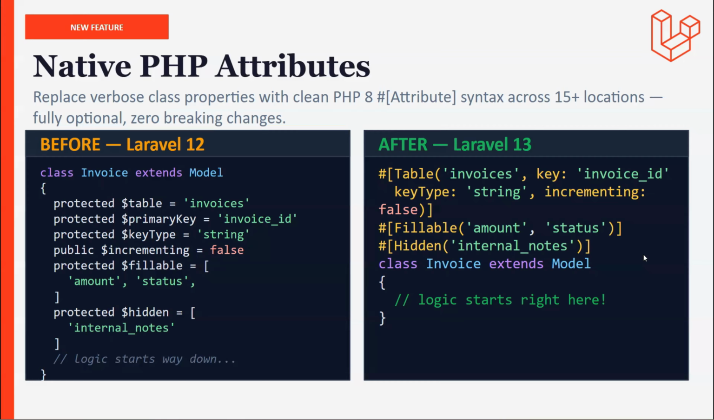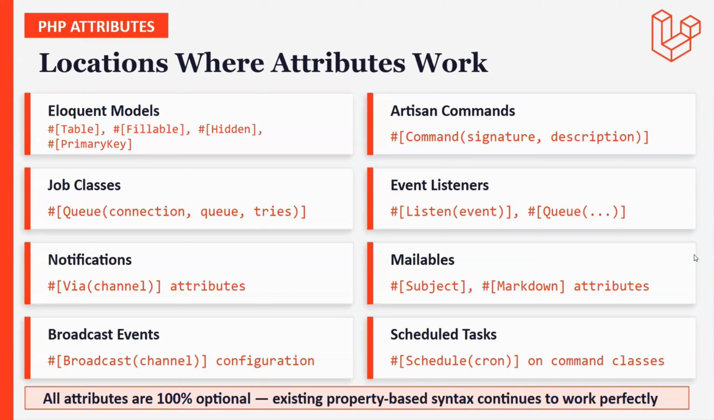If it is Laravel 13, you can use the Eloquent model how you defined it previously, or you can use the new Laravel 13 way, that is hash bracket syntax. Where exactly can we use this hash bracket syntax? PHP attributes are not only for Eloquent models, they are available in many places. Some common examples: we've seen Eloquent models for defining the table, primary key, fillable, casts, and all.